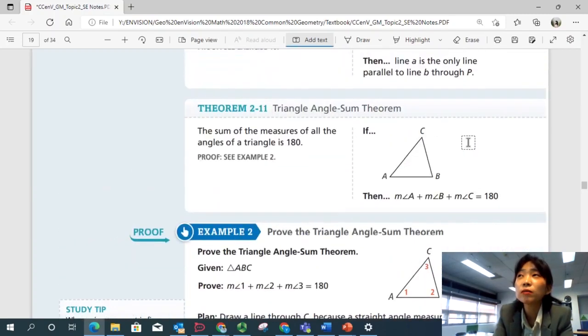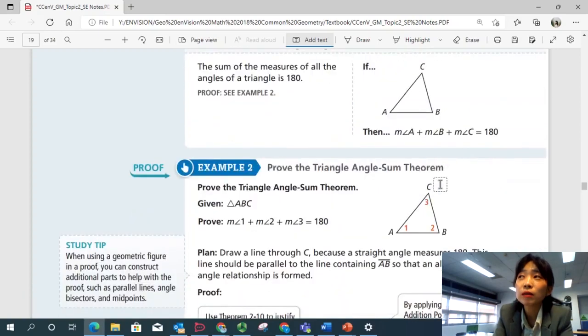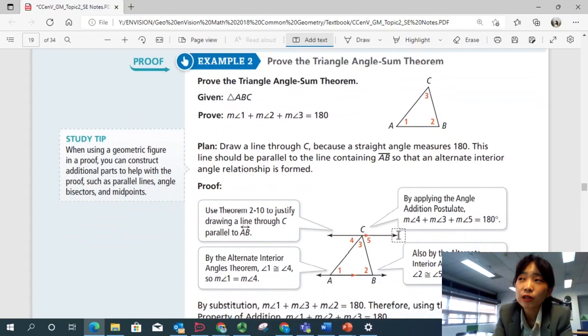So using theorem 2-10, we know that the point C, which is not on line AB, has only one parallel line through point C that is parallel to AB. So if we draw a line that's parallel to AB through C, we can use all the properties relating to parallel lines, right? So that's our plan. We're going to draw a line, and then this straight angle will measure 180 degrees total. This line should be parallel to the line containing AB. So an alternate interior angle relationship is formed, and we could use that.